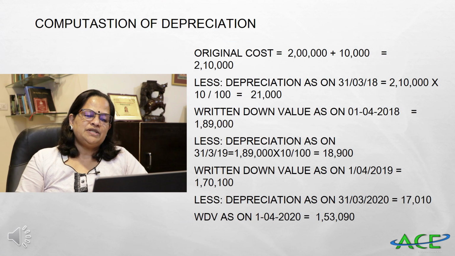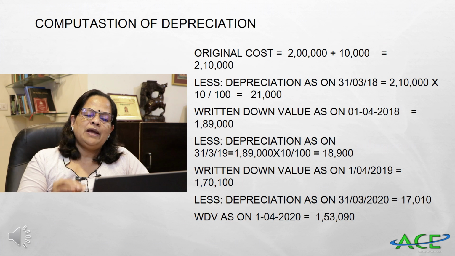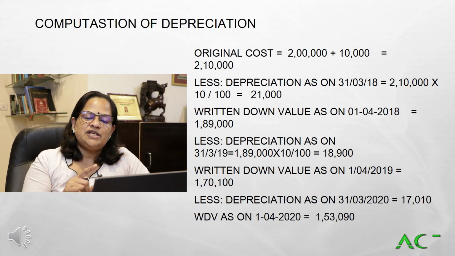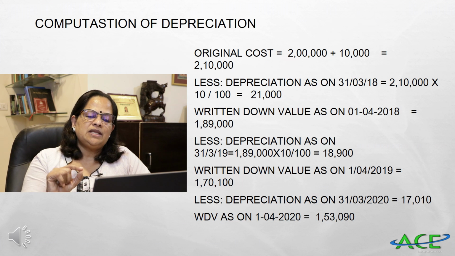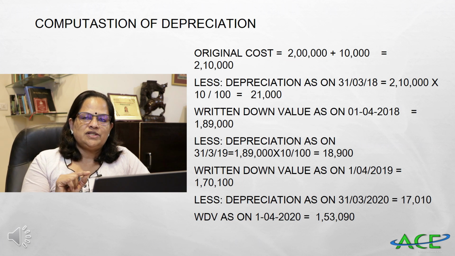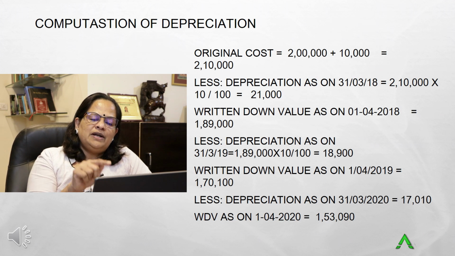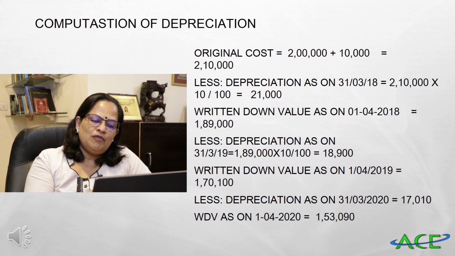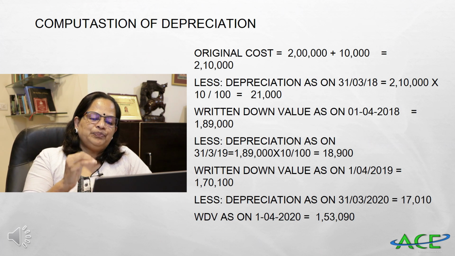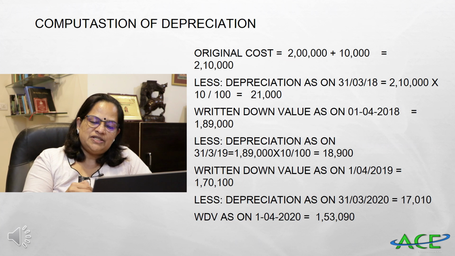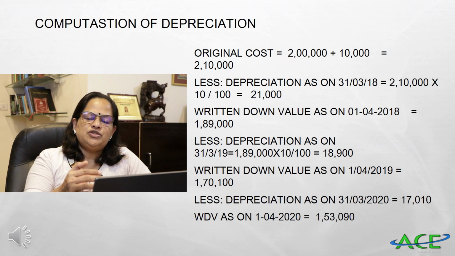Now computation of depreciation. Original cost is 2 lakh plus 10,000, 2,10,000. Less depreciation for 1 year. It is 10%, meaning 2,10,000 into 10 by 100, 21,000. That is the depreciation for the first year. Now the written down value you have to calculate. 2,10,000 minus 21,000. So next year depreciation will be calculated on the written down value, that is 1,89,000. Now less depreciation for the next year, 1,89,000 into 10 by 100. That is how we are getting 18,900.